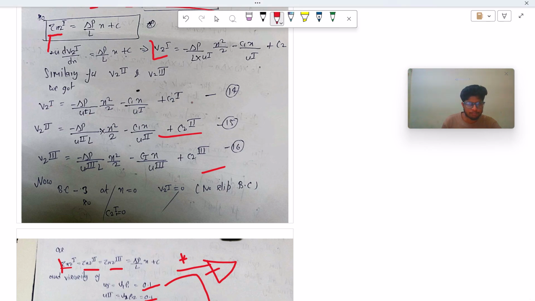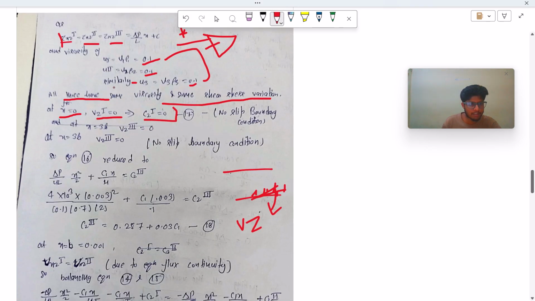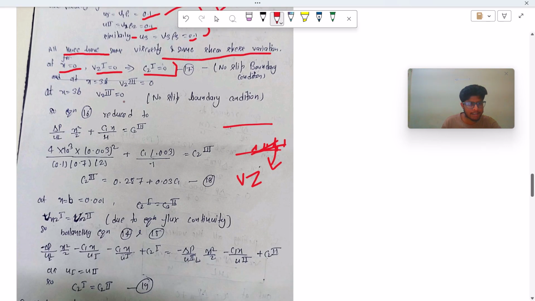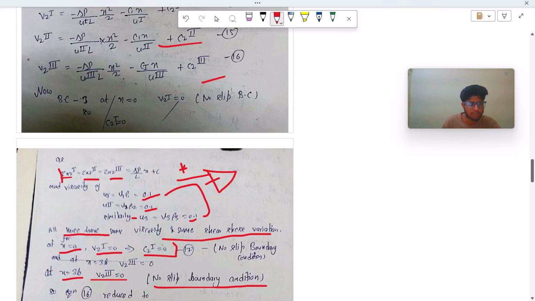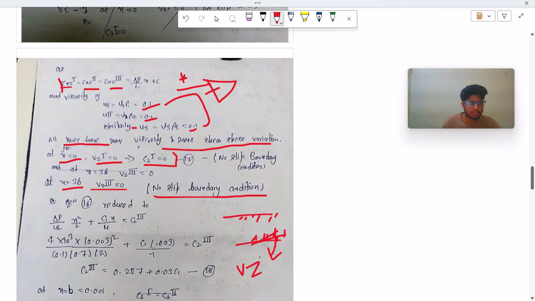So similarly, at x equal to 3b, again we have the no slip boundary condition, as the fluid attached to the top plate is also not moving. So in our equation 16, when we put the value of x equal to 3b and the viscosity, we get the relation between C1 and C23.